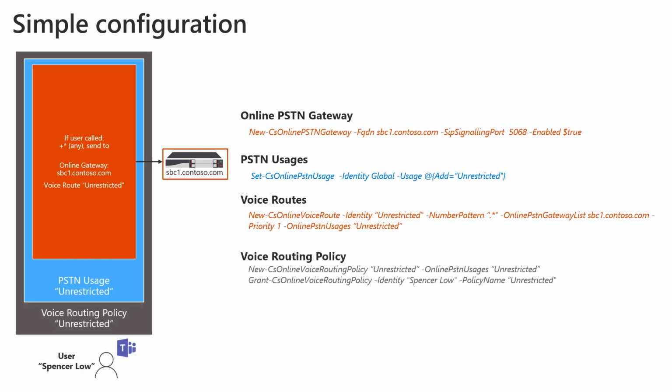And now we need to make sure to create a voice routing policy and assign it to a user. So we create this New-CsOnlineVoiceRoutingPolicy called unrestricted, and it can use the online PSTN usage unrestricted. Now we grant this CsOnlineVoiceRoutingPolicy to a specific user. The identity is Spencer Lowe, and the policy name is unrestricted. So now this user has a routing policy that includes an online PSTN usage. This online PSTN usage includes the route, and this route includes the gateway, so this user can use the gateway for any call.